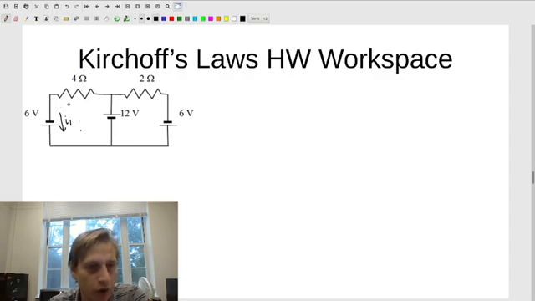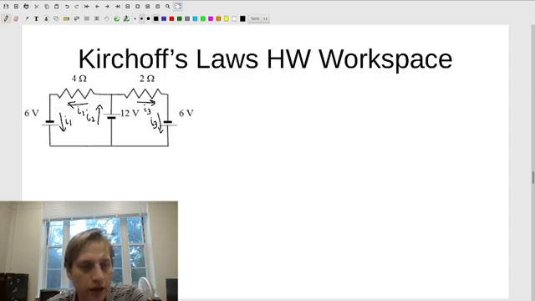So there's our I1. Here's our I2. And there's our I3. And then to be self-consistent, this current has to be the same as that current. So it's just going around the loop like this. So there's our I1. This current has to be the same as that current because there's no junction. So this one has to be the same as I3.